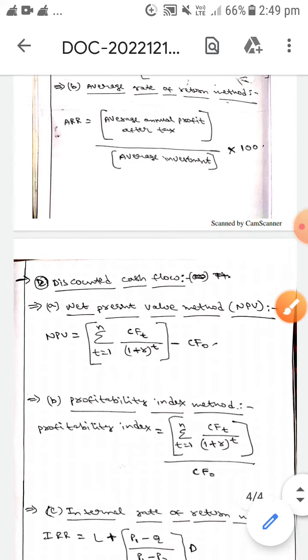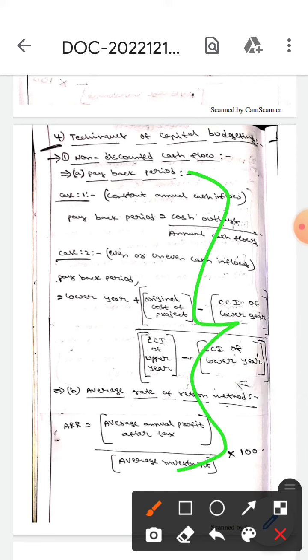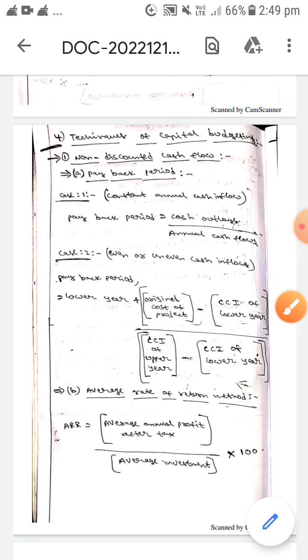This is all about the discounted cash flow method. And this is all about the non-discounted cash flow. These two are techniques of capital budgeting.